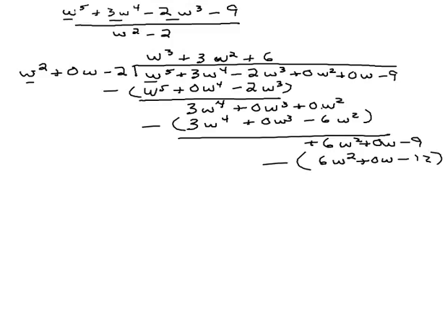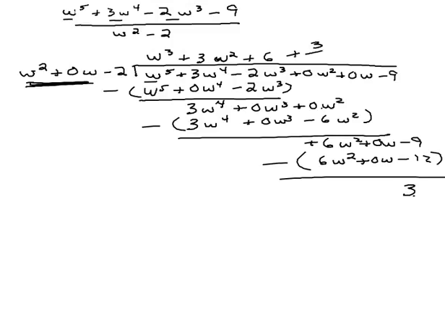And we subtract. 6w squared minus 6w squared is gone. 0 minus 0 is 0. Negative 9 minus a negative 12, that's the same thing as negative 9 plus 12, that's 3. The degree of the remainder, which is 0, that's 3w to the 0 power, is strictly less than the degree of the divisor. The degree of the divisor is 2, so the degree of the remainder is 0, which is strictly less than 2. That means that we are done. That's all we can possibly do, and we have 3 left.